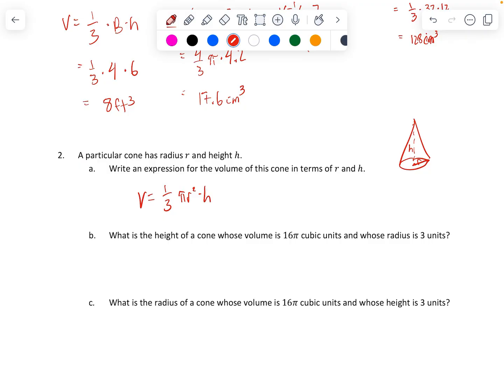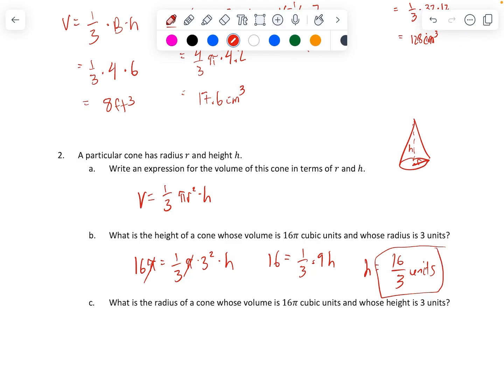What is the height of a cone whose volume is 16 pi? So the volume is 16 pi, and the radius is 3. So 3 squared times height. What you're looking to find is h. So if you do that, cancel out pi. You're going to get 16 equals 1/3 times 9h. So h will be 16 over 3 units when you divide 16 by 3.